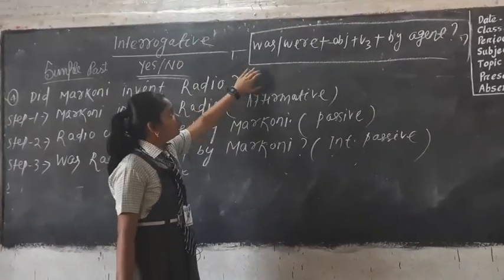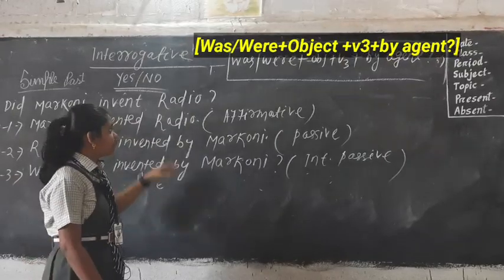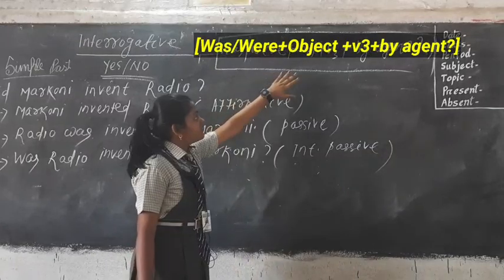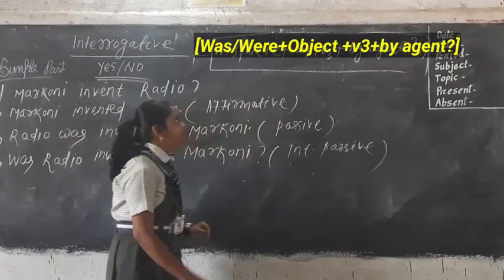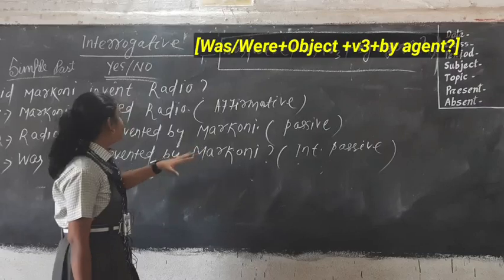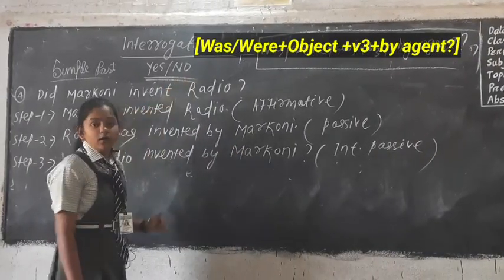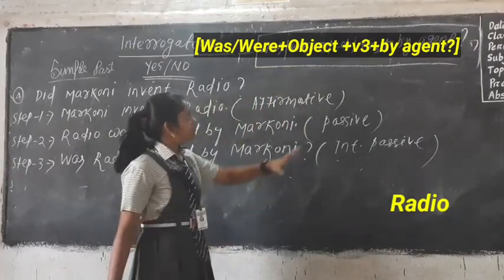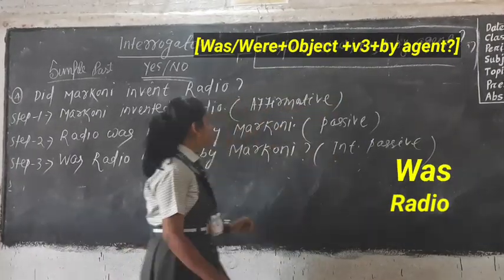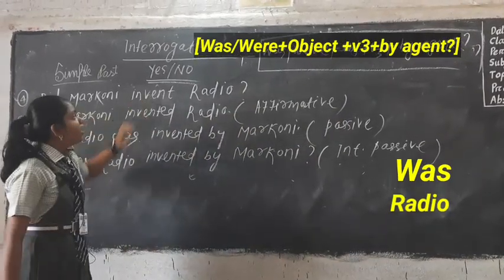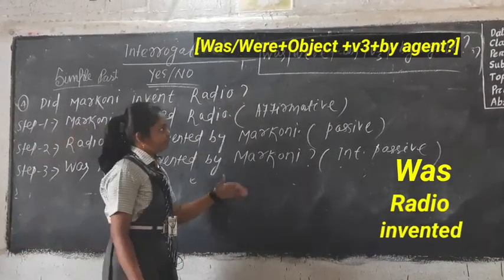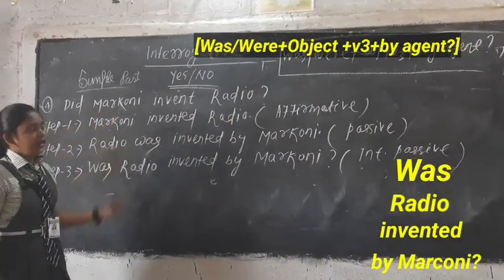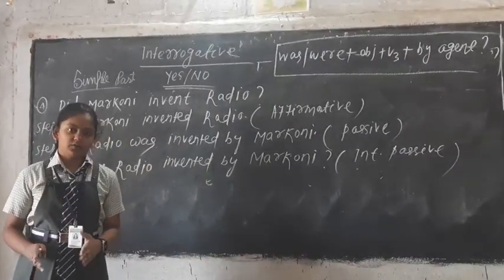Or we can simply follow this structure to passivize from active voice to passive voice: was or were plus object plus verb 3 plus by agent. In the active voice the object was radio, so here radio will be written. Radio is in the singular form, so was will be used. The verb 3 form of invent will be invented, and then by agent. The subject here was Marconi, it will be the by agent there, so by Marconi.